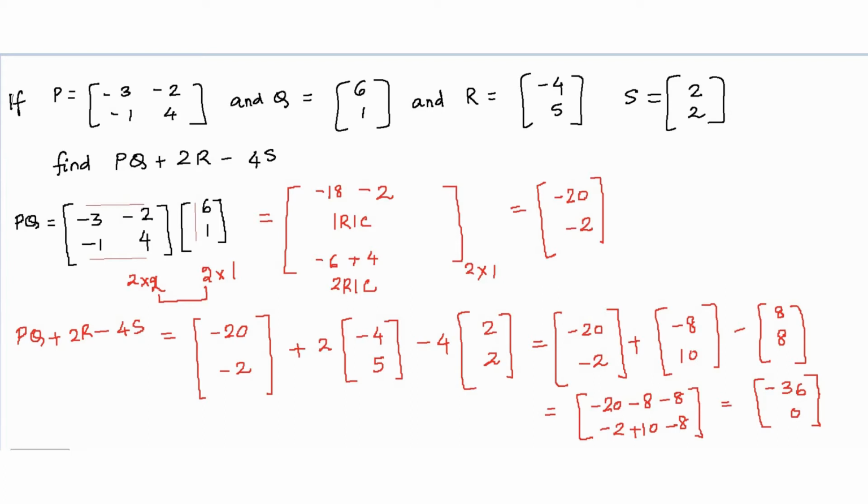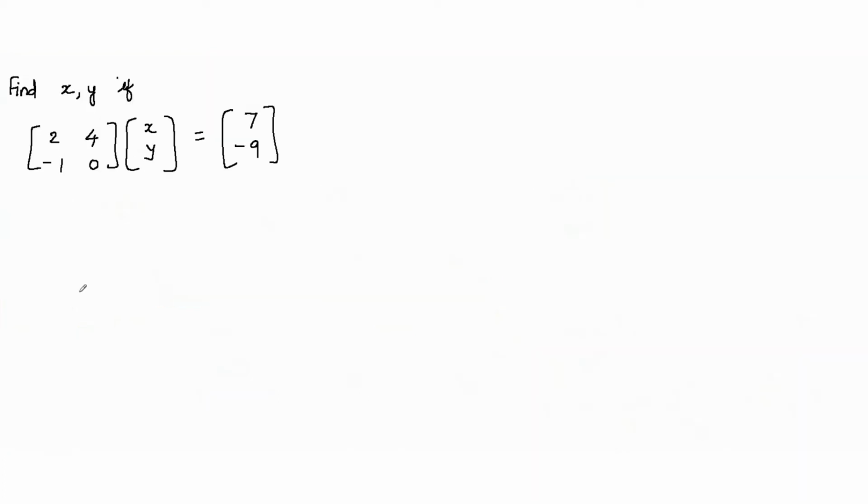Yeah, let's move on to the next one. So take a look at this particular question. We have multiplication of two matrices equal to 7 minus 9. Now, if you notice matrix multiplication, here we have a 2 by 2 matrix and we have a 2 by 1 matrix here. The multiplication of these two matrices results in a 2 by 1 matrix. So when I say 2 by 1 matrix, it means that I have 2 rows and 1 column, right?